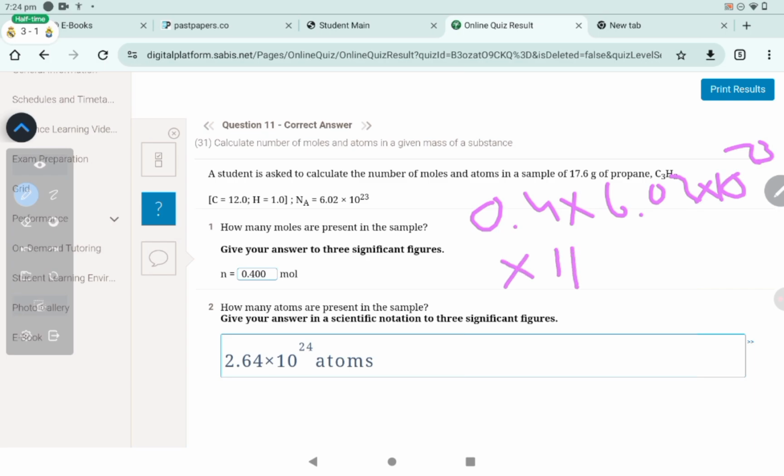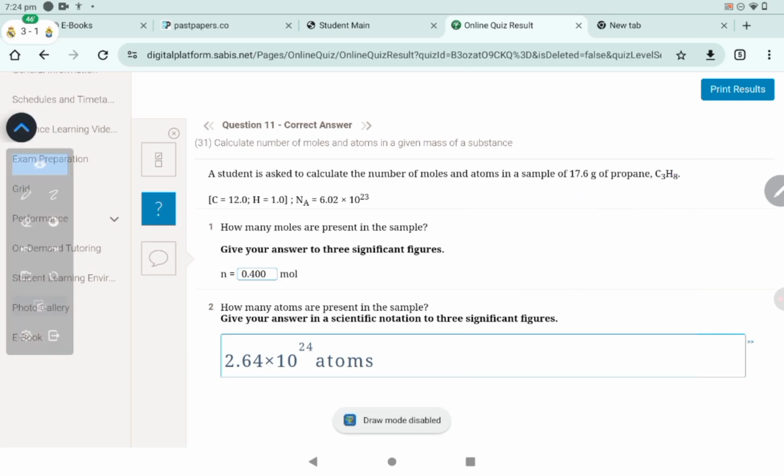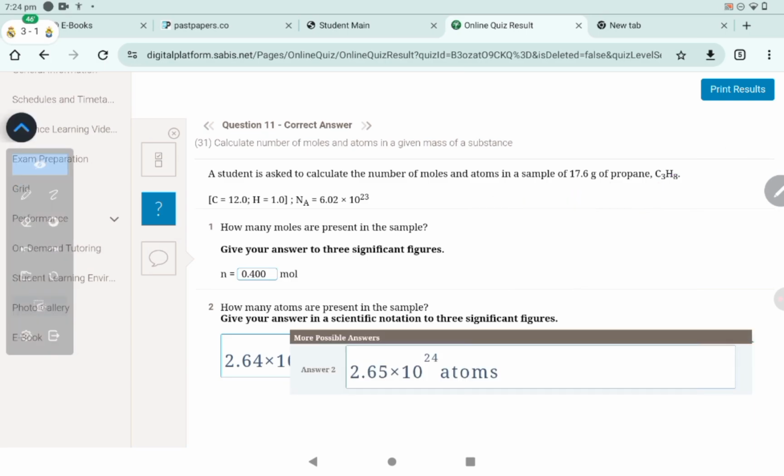Now that gives us 2 times 10 to the power of 23 multiplied by 11. We get 2.6488 times 10 to the power of 24, which here they wrote as 2.64, but closest is 2.65, which they have given as a possible answer here.